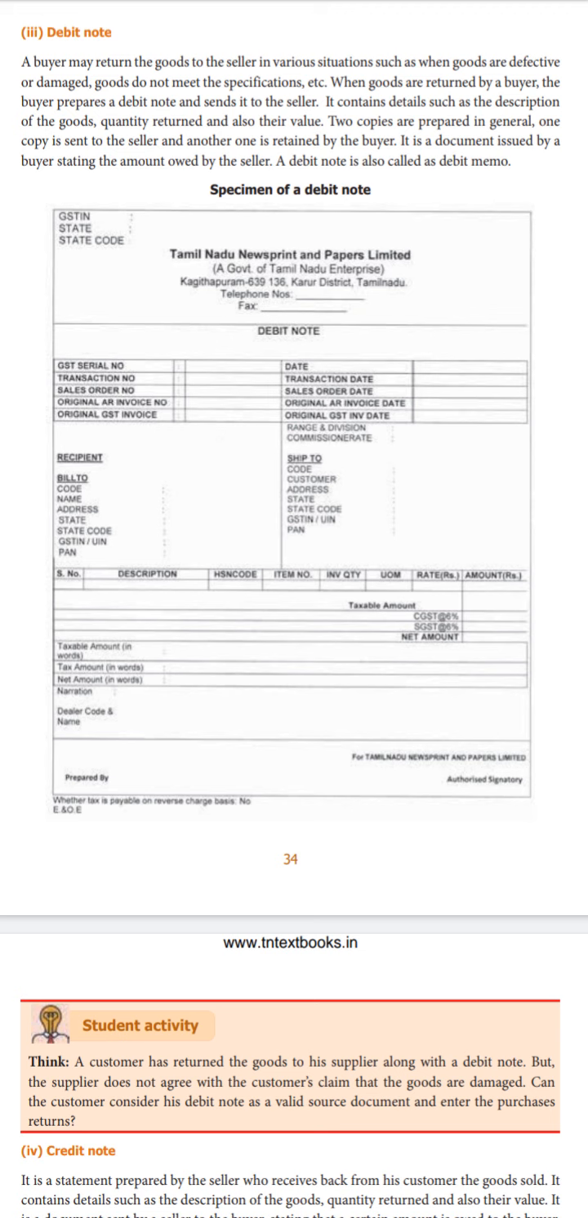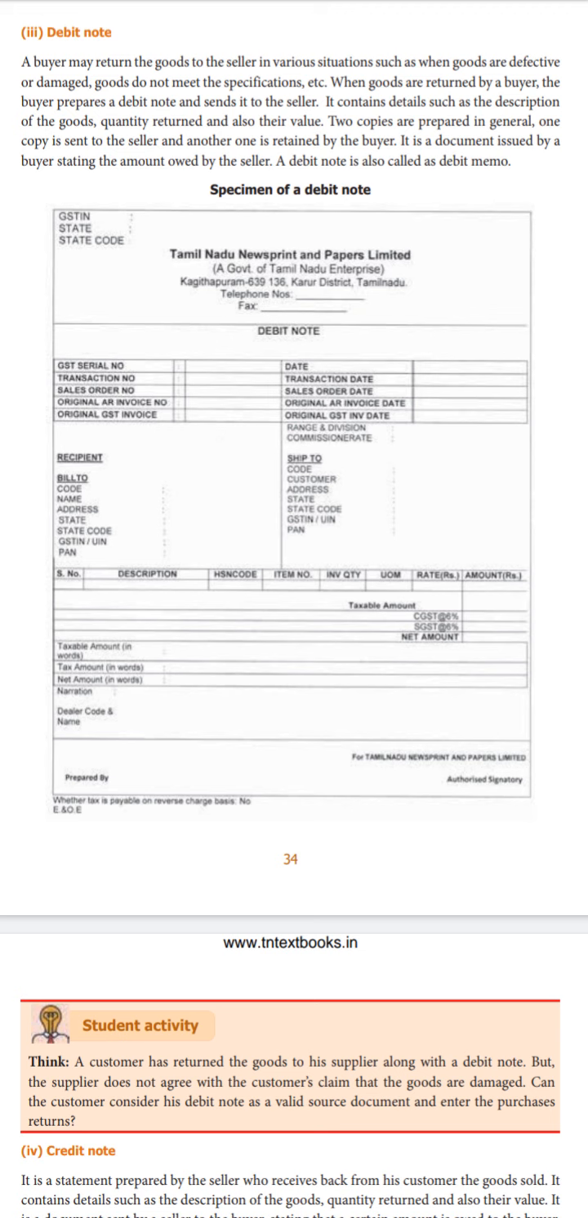When the purchaser finds that the goods are defective, or it does not meet his expectation or the specifications whatever he has asked for, in that case a debit note will be issued. So here, when goods are returned, the buyer prepares a debit note and sends it to the seller, right? Which means you only go and inform the seller that the good is defective. The same thing happens here also.